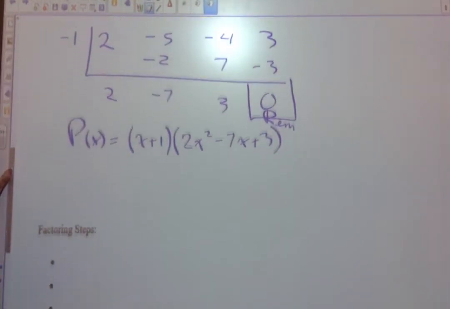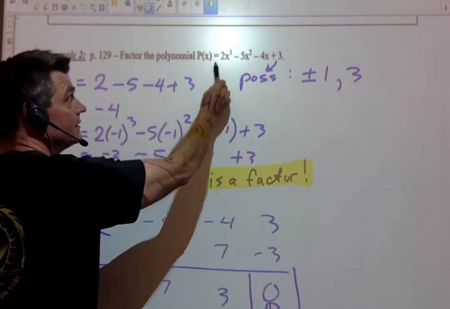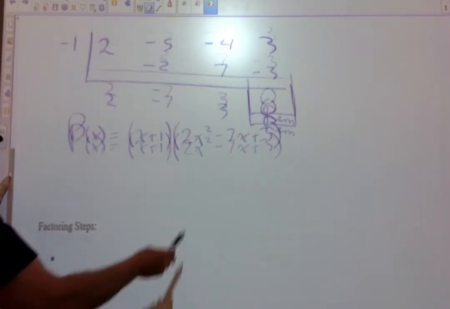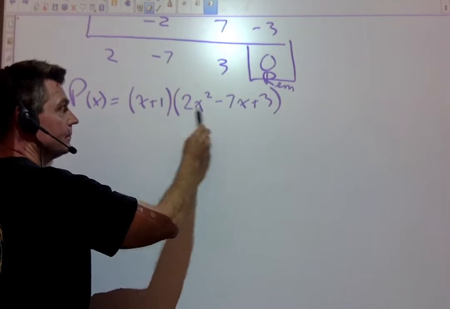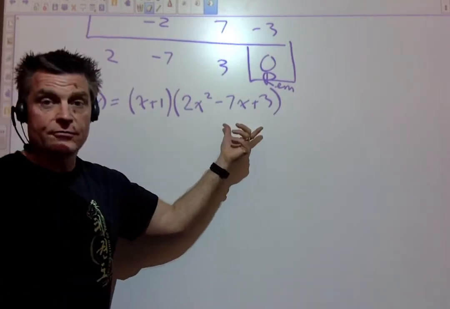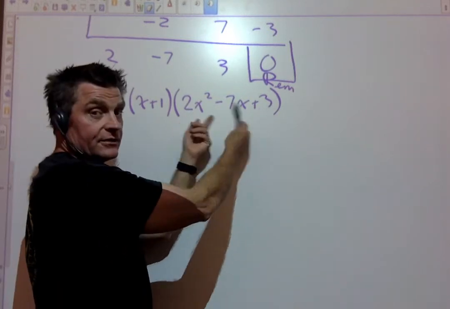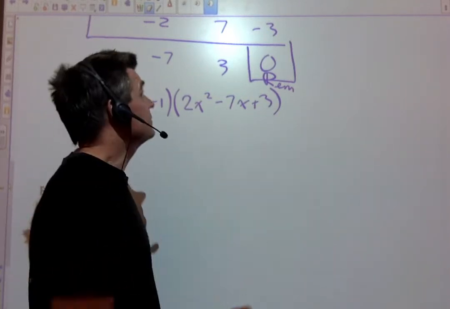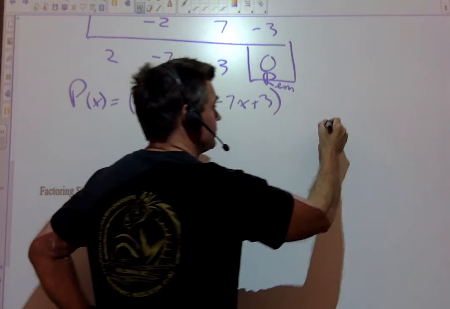So I took that big cubic and I broke it down into this. I'm expecting this to be 3. That's a trinomial. I can factor that the old-fashioned way. Remember, two numbers multiplied to 6, add up to negative 7. It's got to be negative 1, negative 6. Okay, let's try that.